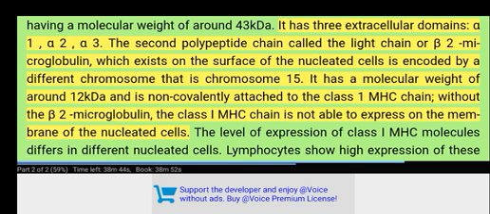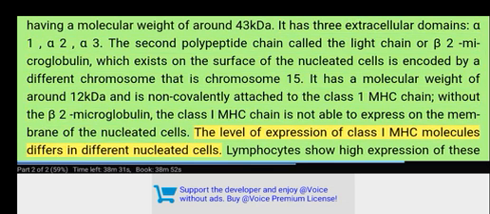The second polypeptide chain is called the light chain or beta 2 microglobulin, which exists on the surface of the nucleated cells and is encoded by a different chromosome, that is chromosome 15. It has a molecular weight of around 12 kDa and is non-covalently attached to the class 1 MHC chain. Without the beta 2 microglobulin, the class 1 MHC chain is not able to express on the membrane of the nucleated cells. The level of expression of class 1 MHC molecules differs in different nucleated cells.